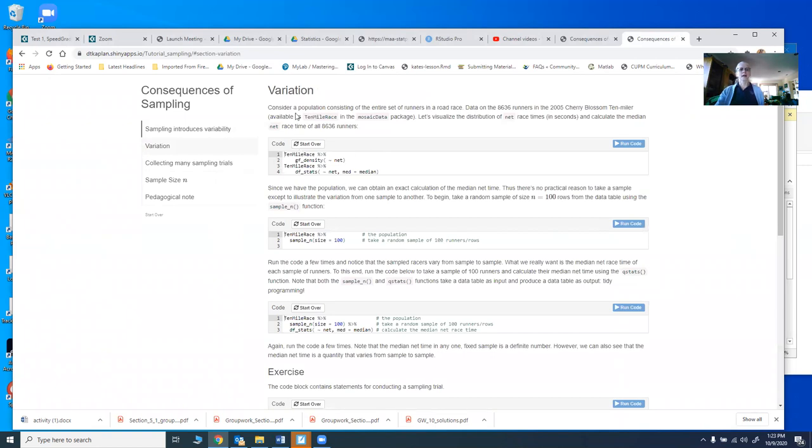Here we're going to consider a population consisting of the entire set of runners in a road race. Data from 8,636 runners in the 2005 Cherry Blossom 10 Miler. This is available at some website, so you can get this information. It's actually in the mosaic data R package, if you want to use that. Let's visualize the distribution of the net race times in seconds and calculate the mean net race time for all the 8,636 runners. So we're going to go ahead and find that mean.